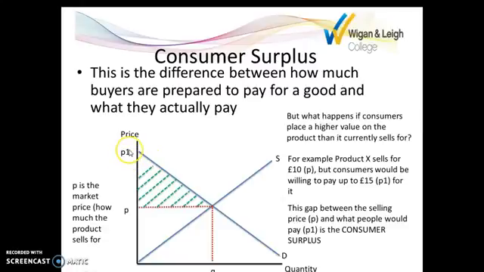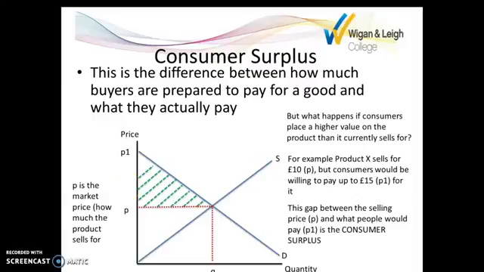So if P1 represents, in this case, £15, and P represents £10, then consumers are getting a bit of a bargain, aren't they? They're actually paying £10 for it, but they'd be quite happy to pay £15 for it. So we get a £5 potential consumer surplus. Obviously, if P was at 12 and P1 was still 15, we've got a £3 consumer surplus.